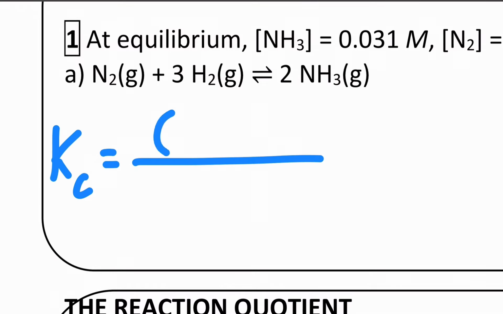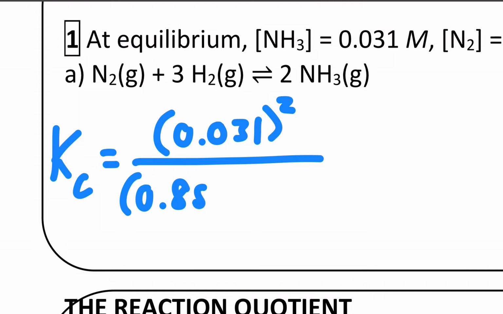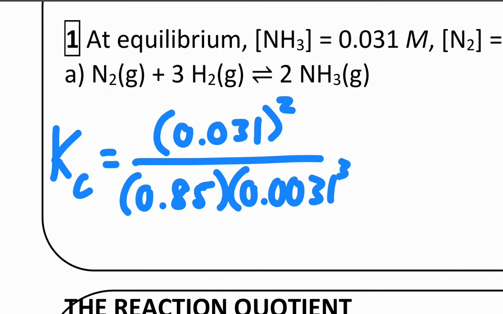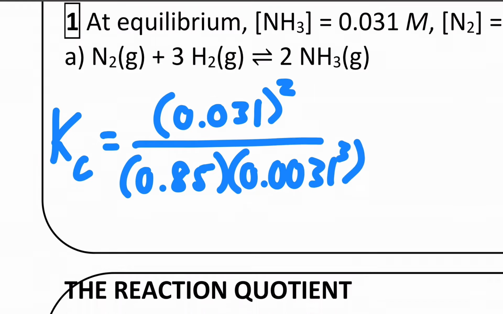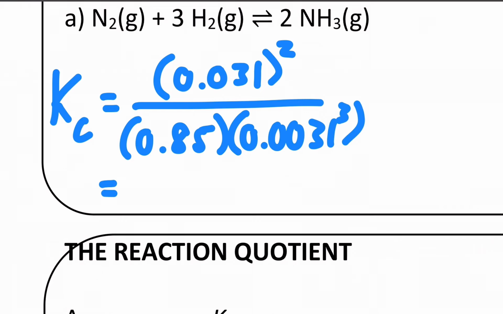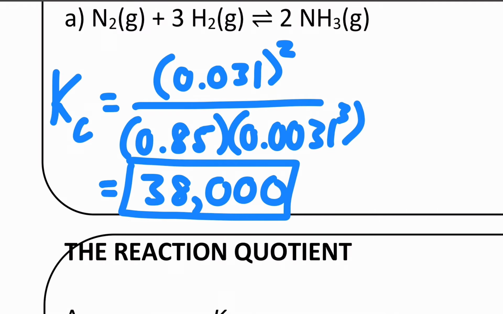I'm just going to write out what the numerical values are. In the numerator, it looks like we have 0.031 squared. And in the denominator, I have the nitrogen value is 0.85, and the hydrogen value is 0.0031, but I cube that. And if I plugged it into a calculator and round to 2 sig figs, I get 38,000. Pretty big K value. We'll talk about what that means at the end.